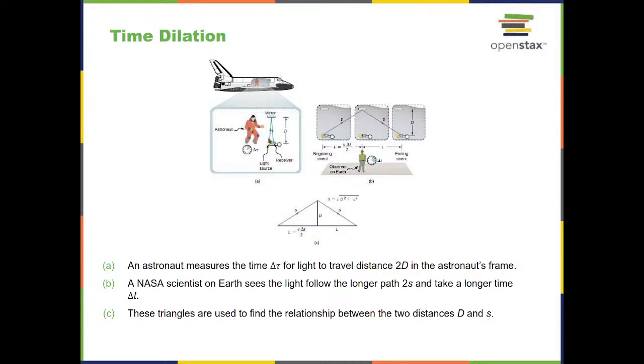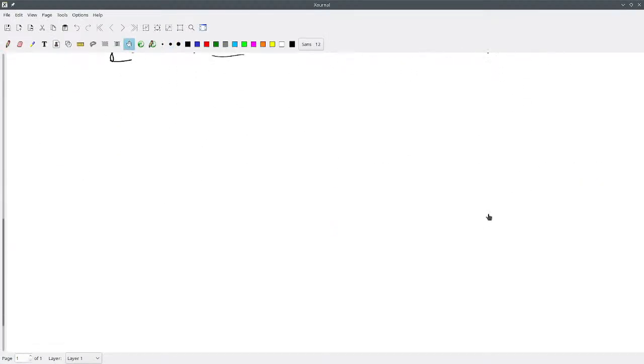If this is delta tau, then with the speed of light in vacuum being constant, this will give us a time delta tau that must be 2 times that distance divided by the speed of light. So we're going to derive how time changes, this time dilation.